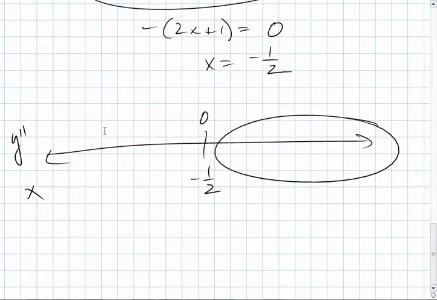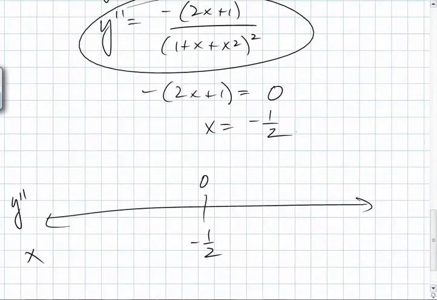So now we're looking at this, and we need to find out the sign on each side. What's a really easy value to the right? 0. I like 0 better. 1 is good. I like 0 better. Plug 0 into this. What do you get? -1 over? 1. What's -1 over 1?